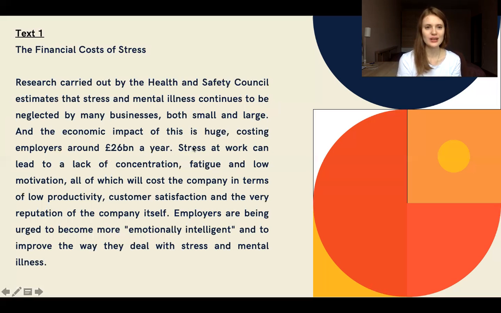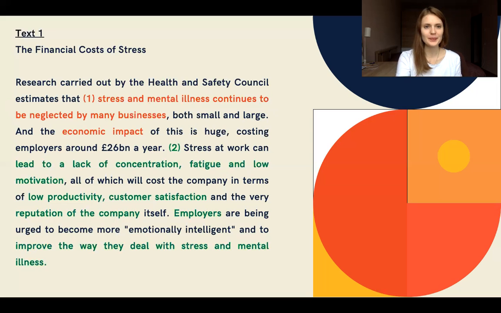So this is text 1, and as you see from the heading, from the title, it's about stress. So now pause the video and find the 2 key points in this piece of writing. Okay, let's check. So you see, I have marked them, and there are different colors. So the first key point is orange. It's generally about stress and mental illness of employees in different companies. And the text says that it's a common issue now. It's a vexing problem now in many companies.